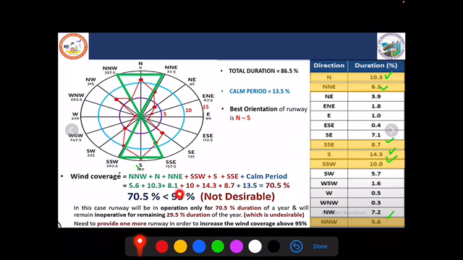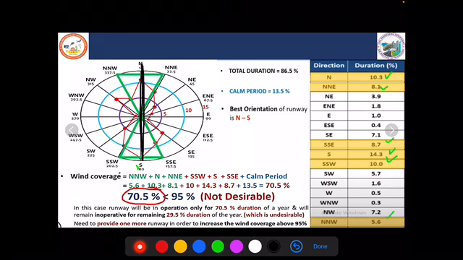So the cumulative, how much did we get? We got it as 70.5%. The direction of the runway has to be selected in such a way that, as the ICAO stipulation says, the total wind coverage must be more than 95%. In this case, the wind coverage is 70.5%, which is less than 95%. Hence, locating the runway in the north-south direction is not desirable.